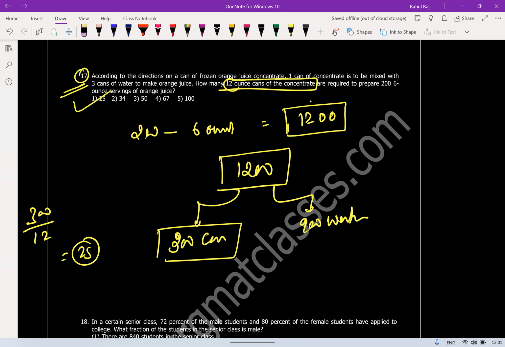So what have I done? Total orange juice given to me is 1200. Out of this orange juice, they have told you the ratio of concentrate and water is 1:3. It means there are 300 concentrate and 900 water. But what is my question asking? How many 12-ounce cans of concentrate are required to prepare 1200 orange juice? The total concentrate is 300. So 300 by 12, so 25 12-ounce cans of concentrate are required. That's it. 25 into 12, that is 300. It's as simple as it is. Am I right?